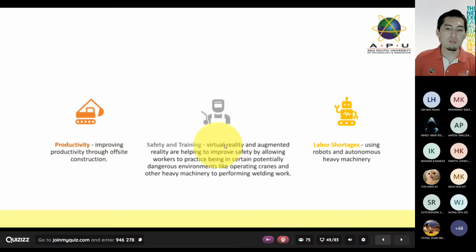Safety and training. So you see VR being used here for simulation. AR is being used here in terms of ensuring that when there are certain environments that you're working in, what will it be like on how to operate those devices and machineries as well.